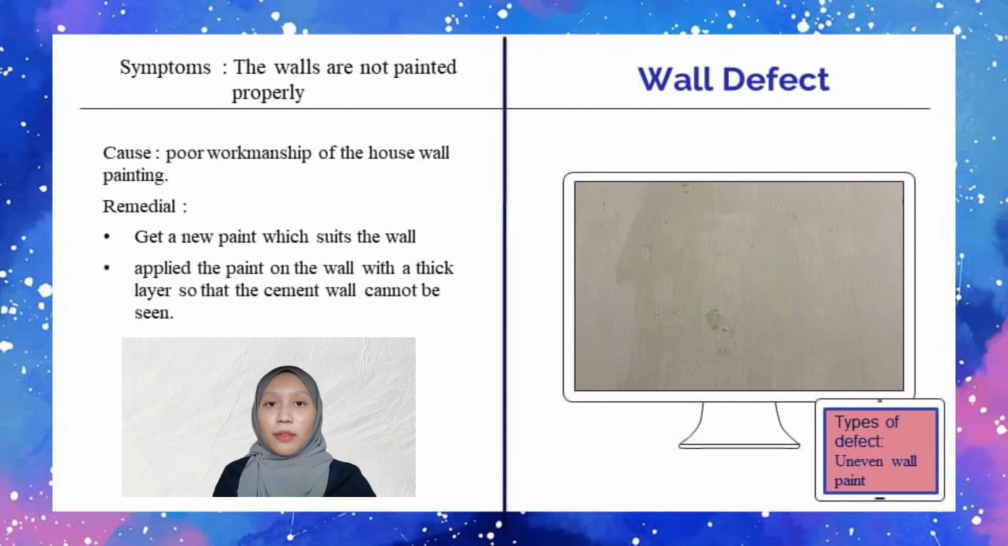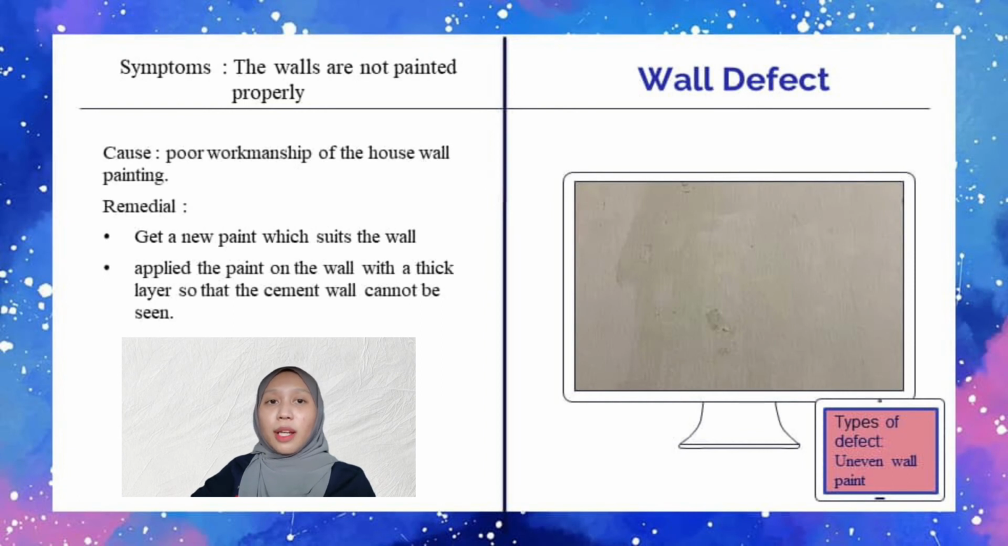Moving to the next defect, wall defect. We can clearly see the uneven wall paint as the picture shows. The symptom identified is the wall is not painted properly, which causes uneven wall paint. It can obviously be seen the effect of the paintbrush applied unevenly. The damage occurred due to poor workmanship of the house wall painting.